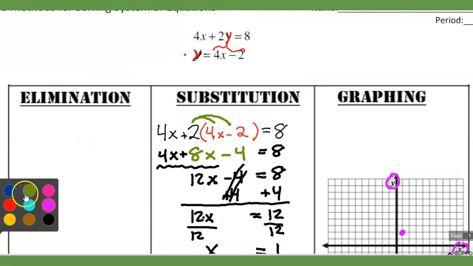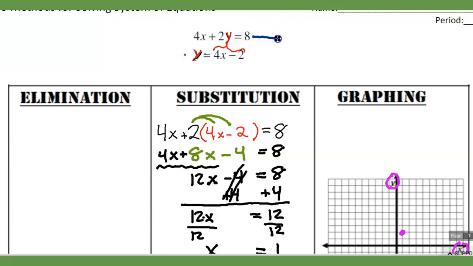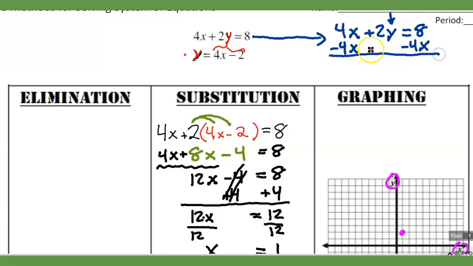So the first one here is not in slope-intercept form. It's not like the form of the second one. We can't just graph it right away. So we got to do a little bit of work. 4x plus 2y. A long time ago, we said we got to get y by itself by subtracting 4x from both sides. All right, that's 0. So we have 2 times y will equal negative 4x plus 8.